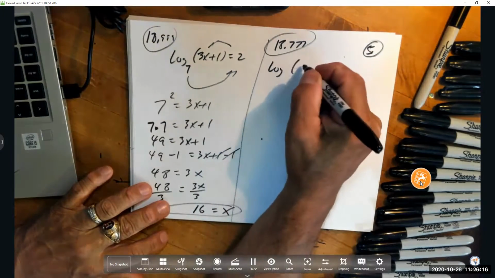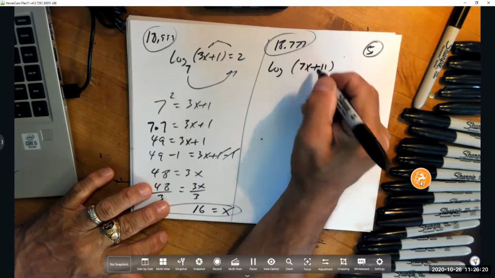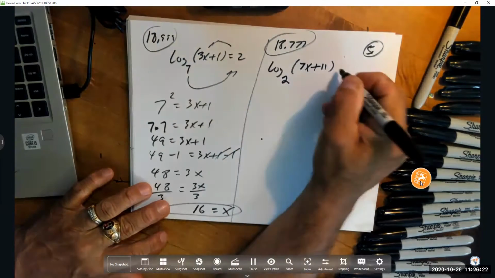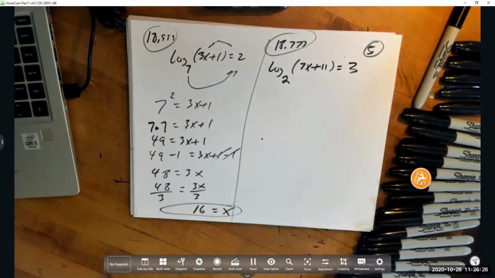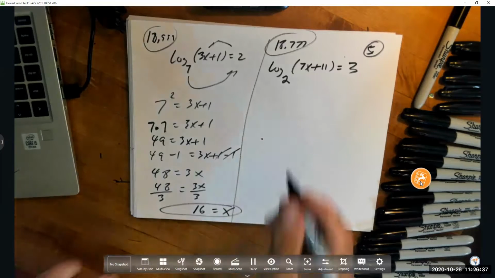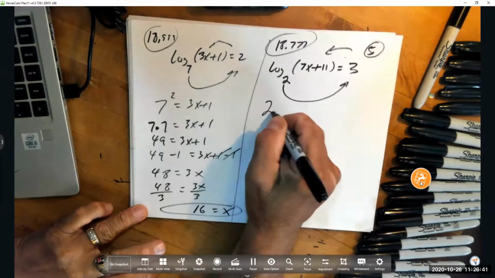Log of, I don't know, how about 7x plus 11 equals 2, and I'm going to say, oh no, base 3. 2 to the 3. So first step you do is you tell me. I do 2 to this power is this. So now you tell me what that means.